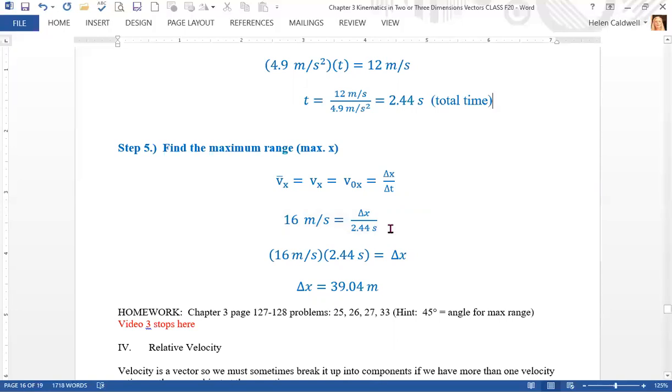To get the 2.44 out of the denominator on the right-hand side, you multiply both sides by it, so it'll cancel on the right and show up on the left. 16 meters per second multiplied by 2.44 seconds equals delta x. And so delta x is 39.04 meters.